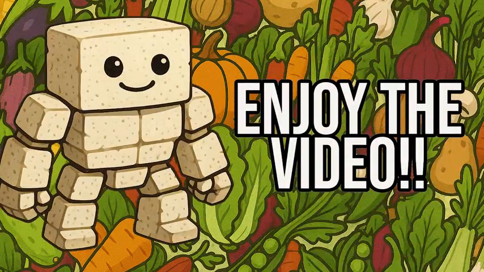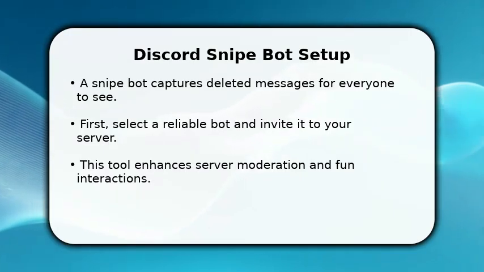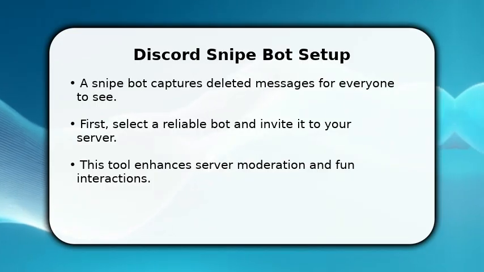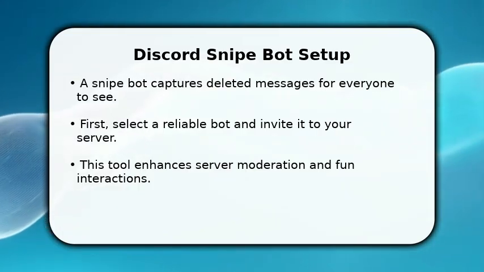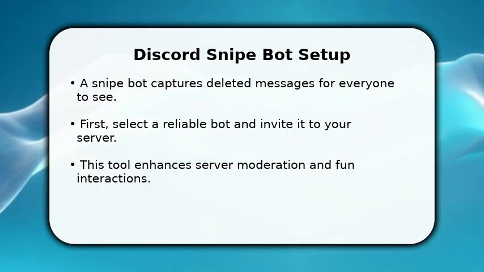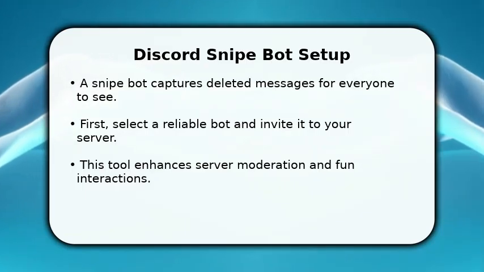Please enjoy the video. In this video, I will explain how to set up a Discord Snipe bot. To begin, you'll need to choose a reputable bot from a trusted source, like a bot list website. Once you've found one, click its invite link. Ensure you have administrator permissions on your Discord server to add the bot successfully. Grant the necessary permissions during the invitation process, typically including message reading and sending.